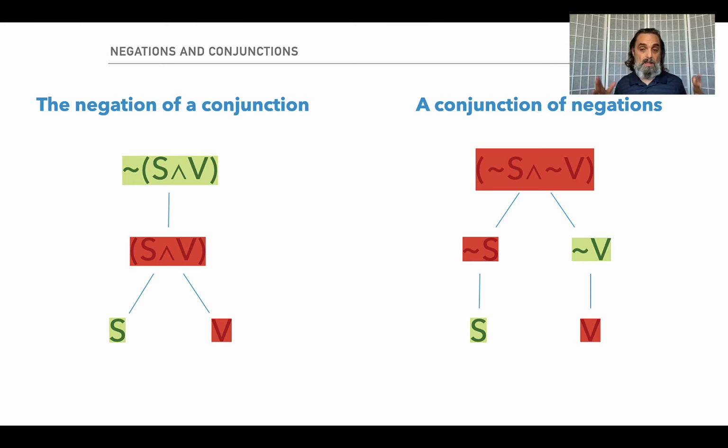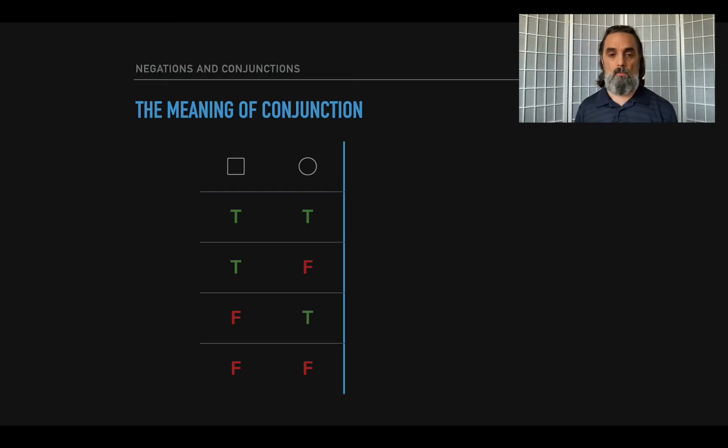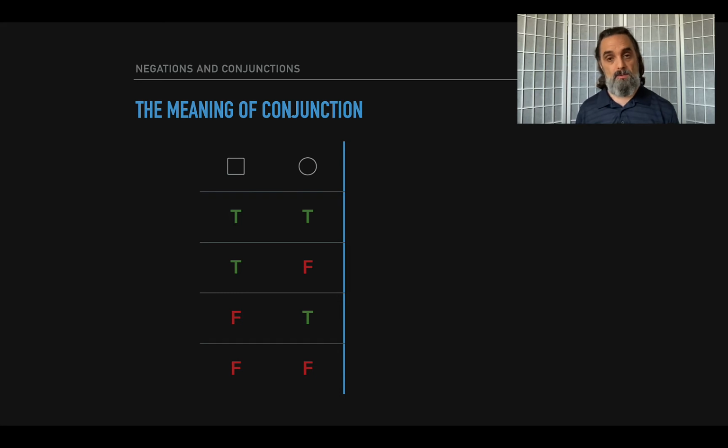It's not the case that she's in both of them. But if we say she's not in S, and also not in V, she's neither in San Diego nor in Vegas, we've said something false because she's in San Diego. We can see that these two sentences have different meanings in a slightly different way.